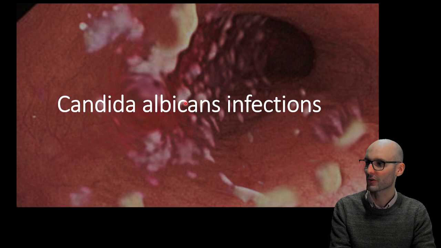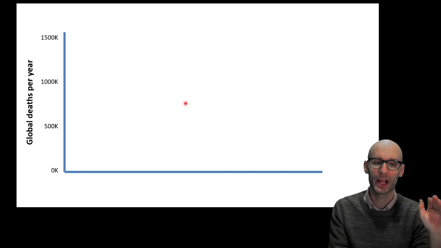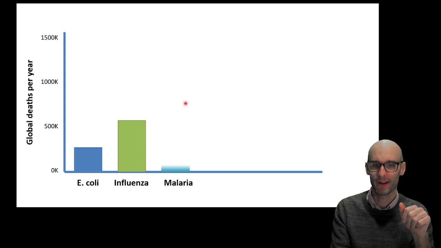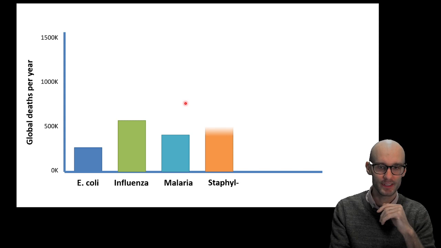So first, let's have a look at global deaths per year. Are we overlooking fungus or am I overstating it? So E. coli, 250,000 deaths a year, mostly through diarrhea. Influenza, around 500,000 to 600,000 deaths per year, often through respiratory failure. Malaria, around 400,000 deaths per year. Staphylococcus, it's a bit bigger, 650,000 deaths a year.